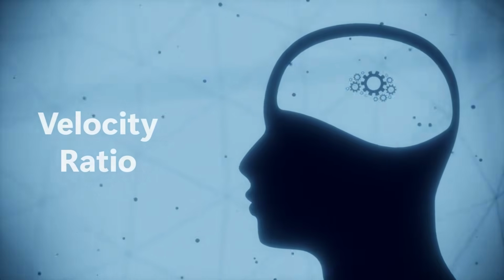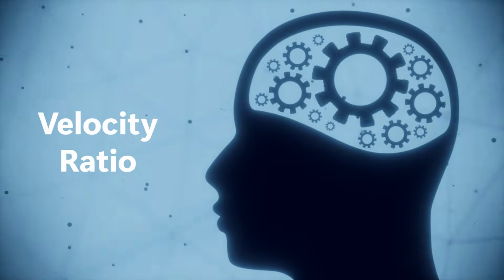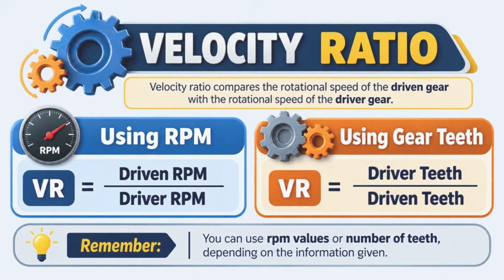Now let us look at velocity ratio. Velocity ratio compares the rotational speed of the driven gear with the rotational speed of the driver gear. If the speeds are given in revolutions per minute, we calculate velocity ratio equals driven gear RPM divided by driver gear RPM. But sometimes an examination does not give you the RPM values.